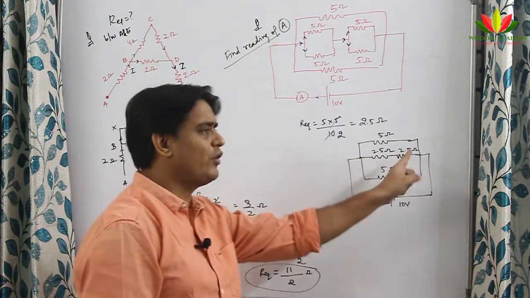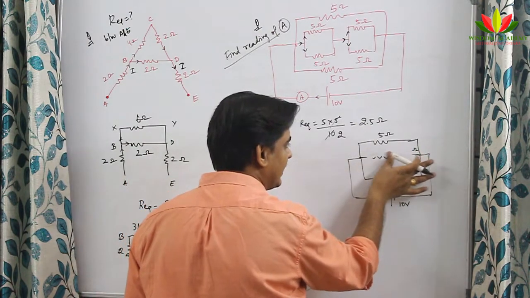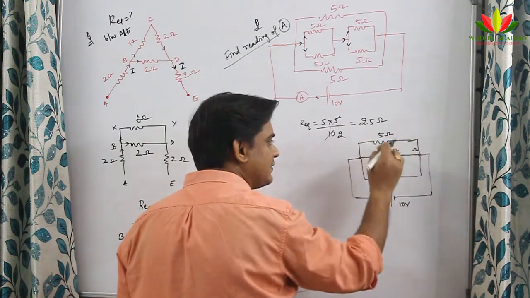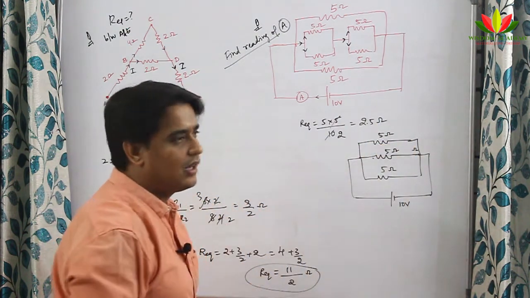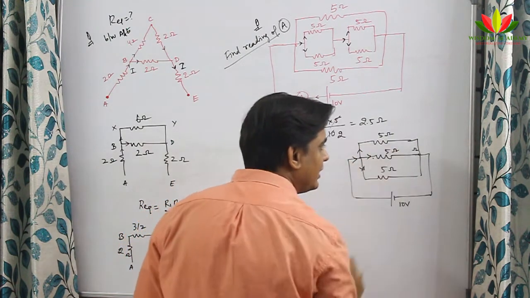Now this 2.5 and 2.5 are in series, so they will just be added up. So I will remove this and write here 5. I hope you understood this step. Now this 5 and this 5, all three are in parallel. How can I say that? See, the current entering here gets split into 3 parts. All these 3 are in parallel.